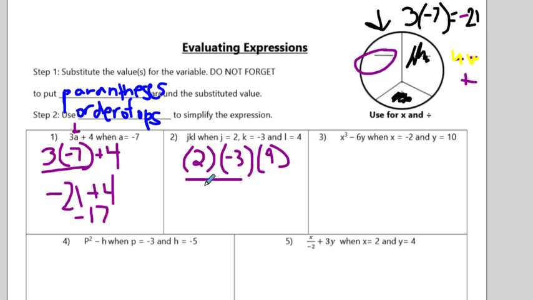So we'll go from left to right. 2 times -3 is going to give me -6. I'll bring down our 4. And what is a -6 times 4? It's a -24.